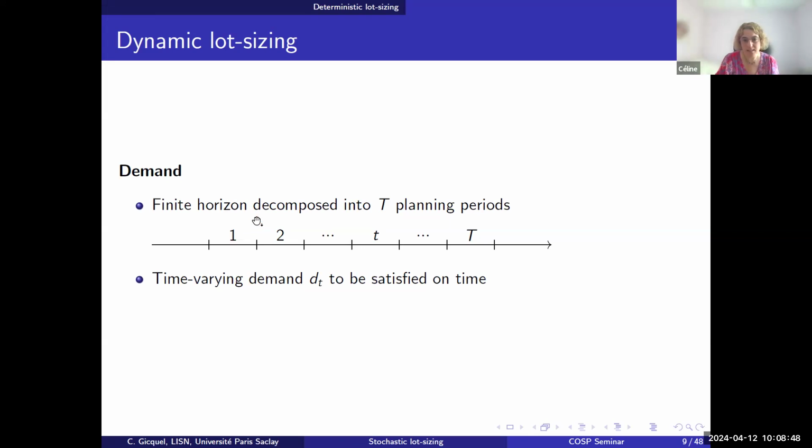And the idea is that at the end of each period, we have a time-varying demand denoted by D_t to be satisfied on time. That is, we cannot be late and we cannot backlog the demand. We have to satisfy it on time, at least in this basic model.